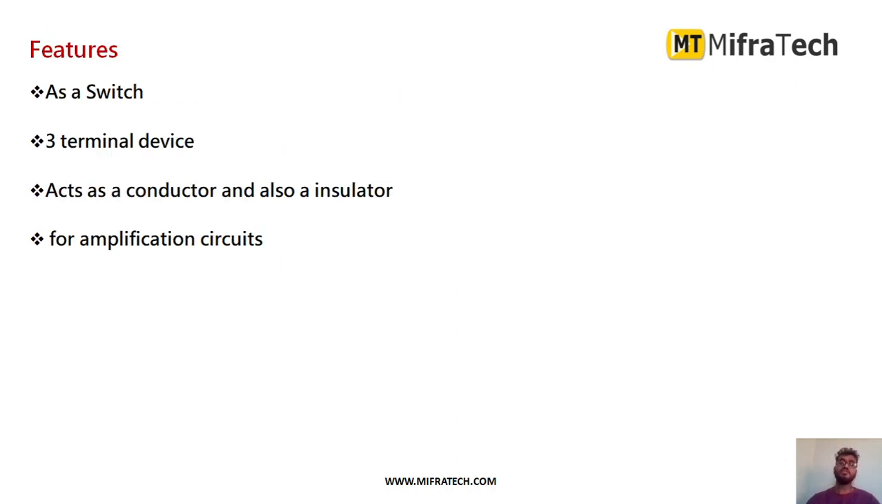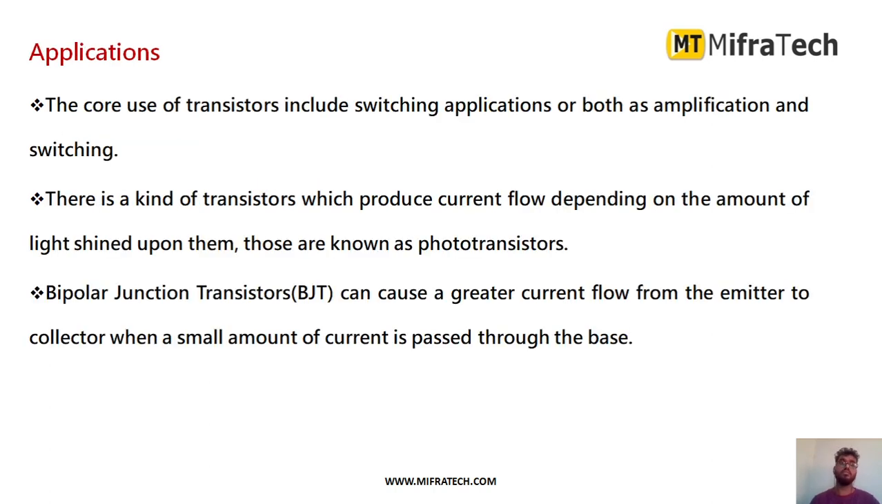So what are the features of these transistors? They can be used as a switch. It is mainly a three-terminal device. It can act as a conductor or an insulator. It can be used as an amplifier also, in amplifier circuits. So what are the applications of these transistors? The core use of a transistor is mainly for switching applications, as well as for amplification.